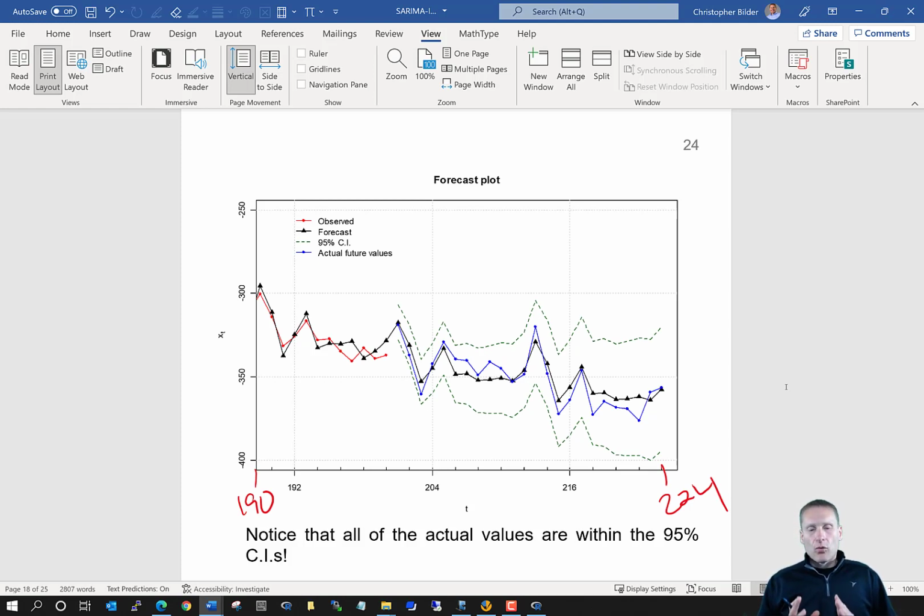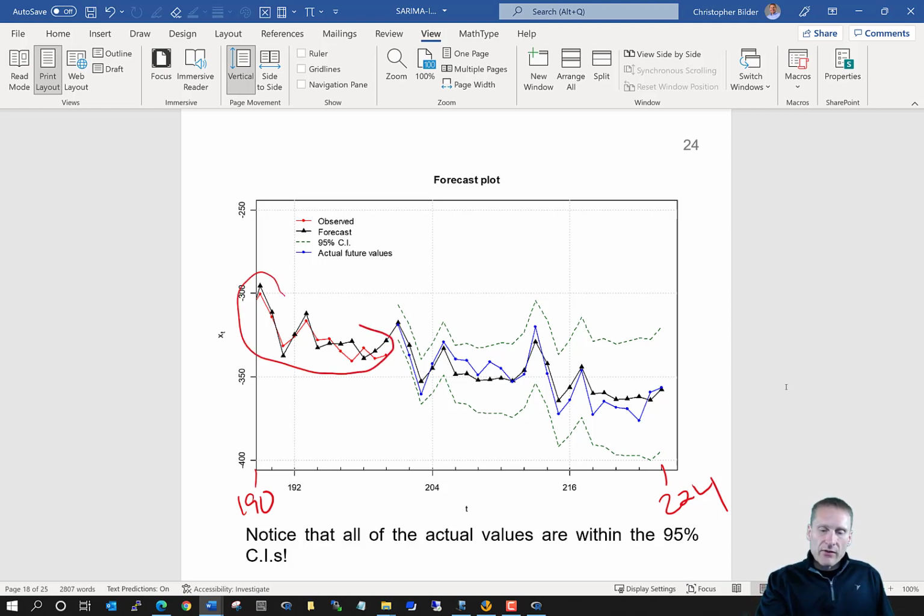The red is what was observed. The black is the predicted or the corresponding future forecasted values. The blue is the actual future that was observed. And the green dashed lines correspond to the corresponding 95% confidence intervals at each time point. And so this is what we get.